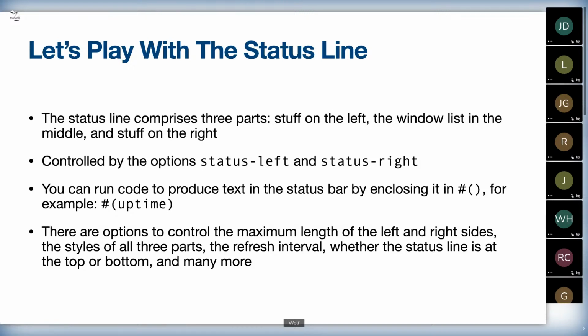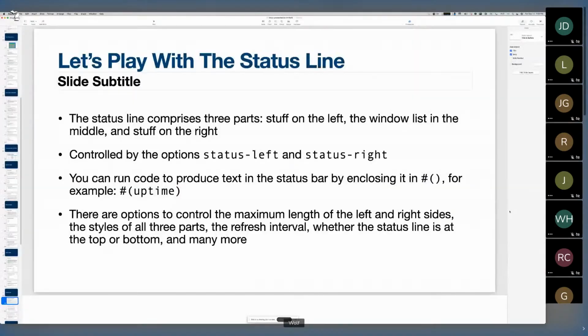You can actually run code inside the status bar. The status bar gets updated regularly. I think the normal interval is 15 seconds or 5 seconds or something like that, or maybe 1 second. And you can run code by putting it in pound parens. So for instance, you could list the uptime in your status line. So why don't we actually do that right now?